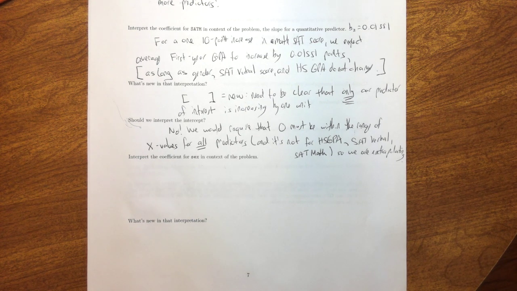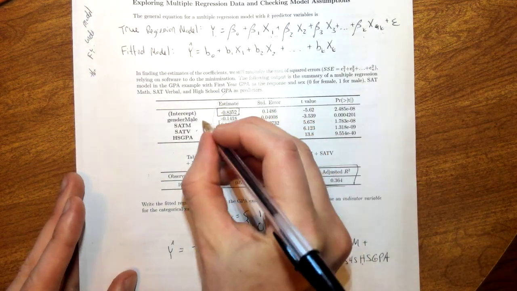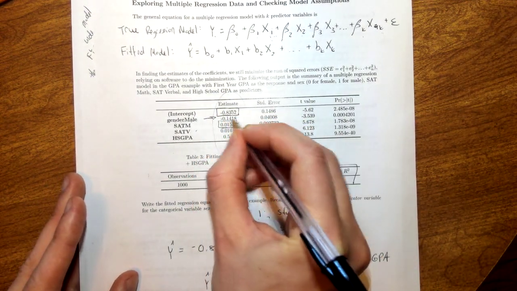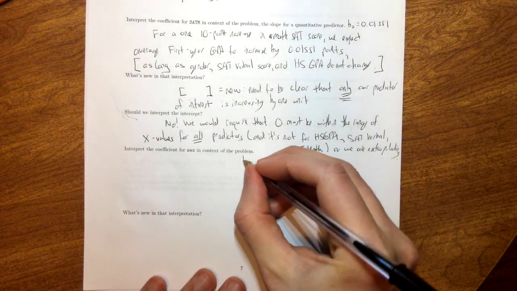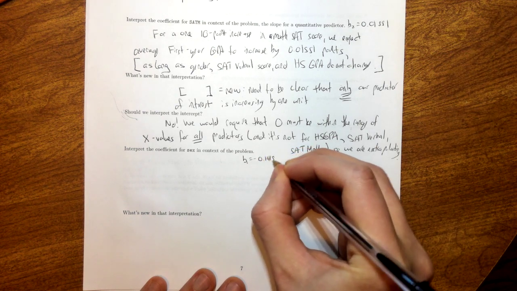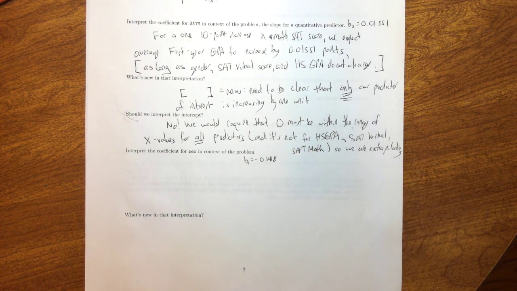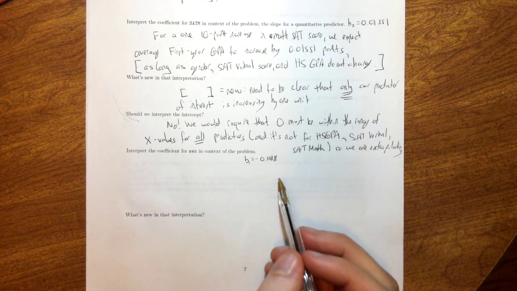All right, so our last interpretation is going to be for a coefficient for a categorical variable. So now I'm going to use an arrow to point here. And so our coefficient for gender or sex is negative 0.1418. So take a second to pause the video and see if you could write out an interpretation for this coefficient as if we were just doing simple linear regression.